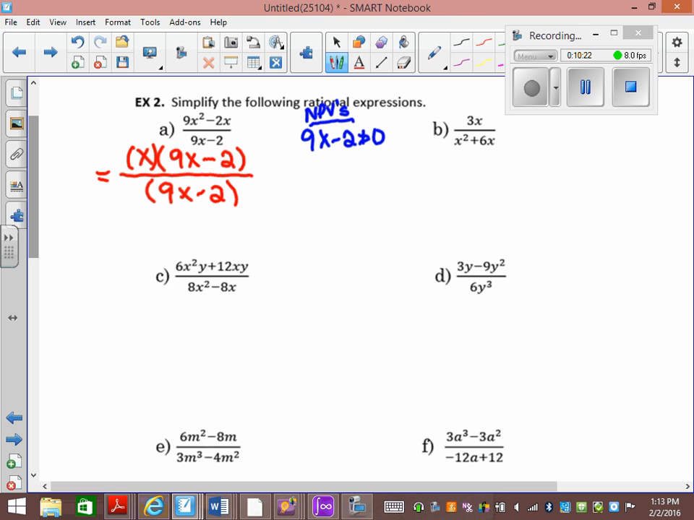Then what do we move? The 2 over. So we're going to add the 2 to both sides. Then what do we do, Brittany? Divide by the 9, so we get 2 over 9. So x can't equal 2/9. If it did, we'd be in trouble.